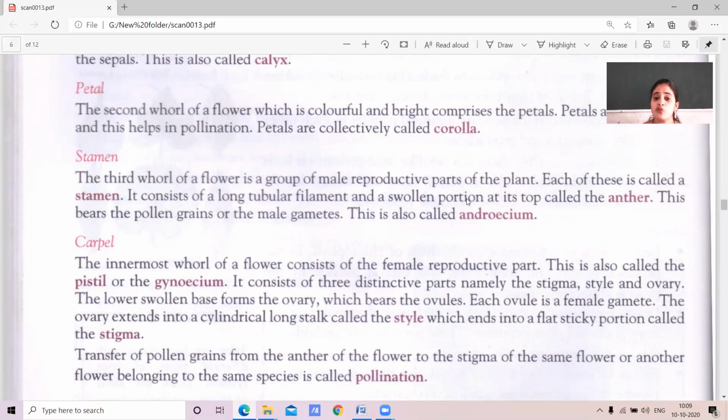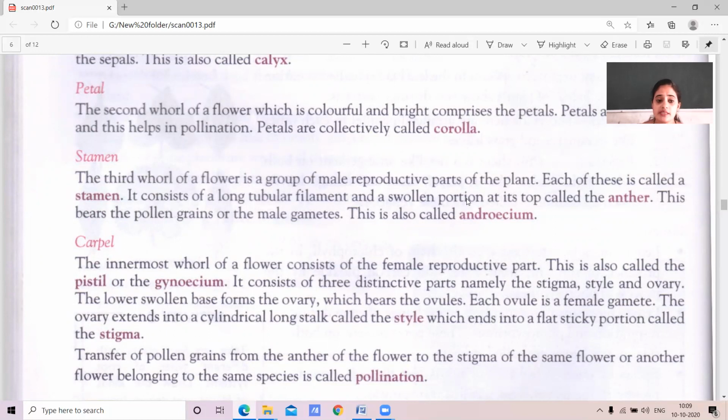It consists of a long tube-like structure, that is the anther. This bears the pollen grains or the male gametes. We call it androecium.